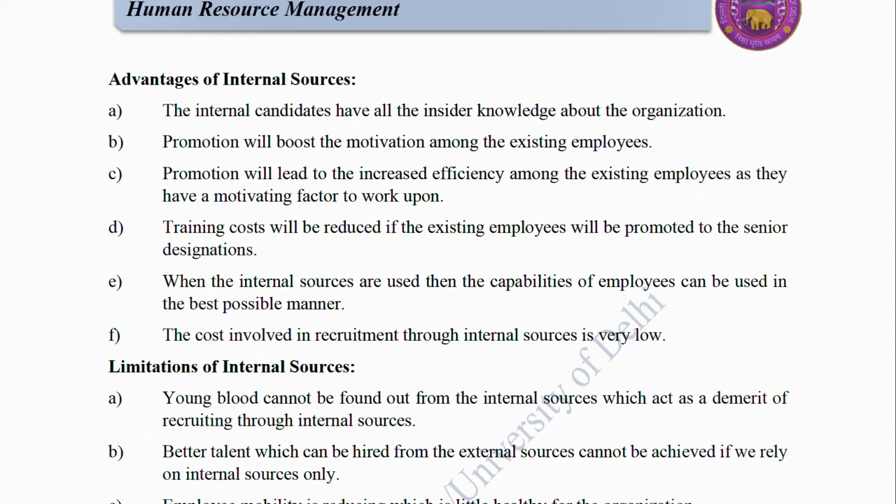Number three, promotion will lead to increased efficiency among the existing employees as they have motivating factors to work upon. Number four, training costs will be reduced if the existing employees are promoted to the senior designations. Fifth, when the internal sources are used, then the capabilities of employees can be used in the best possible manner. Last, the cost involved in recruitment through internal sources is very low.